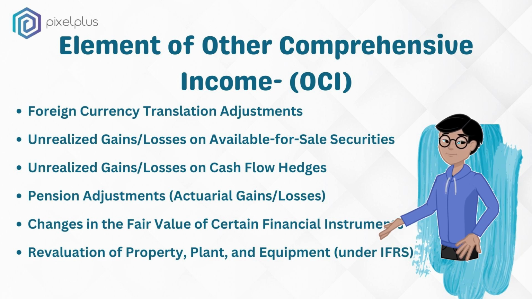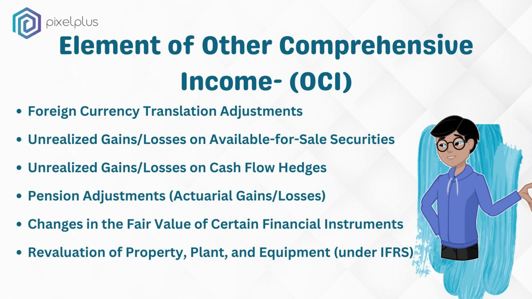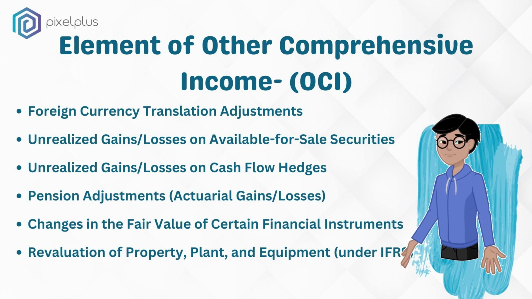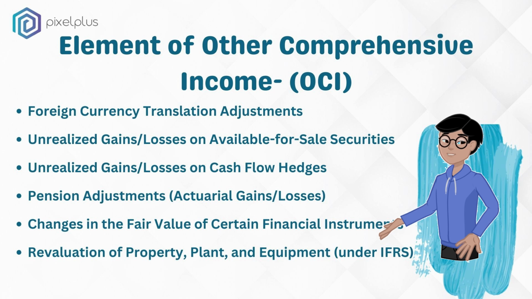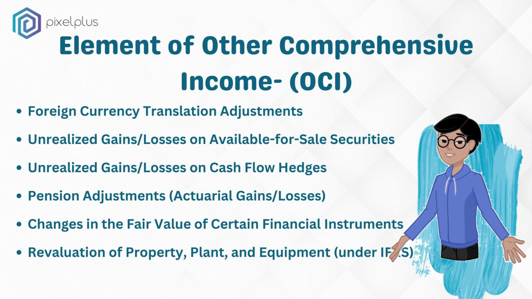Changes in the fair value of certain financial instruments. Changes in the fair value of certain financial instruments such as those classified as fair value through other comprehensive income under IFRS or available for sale under US GAAP are recorded in OCI. These adjustments reflect the unrealized gain or losses due to the market value fluctuations of these financial instruments.